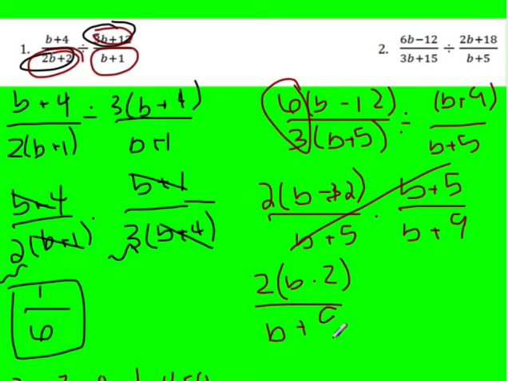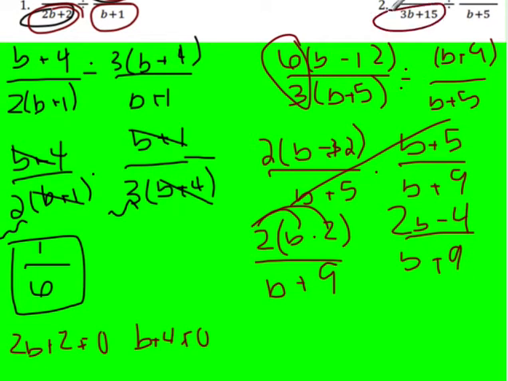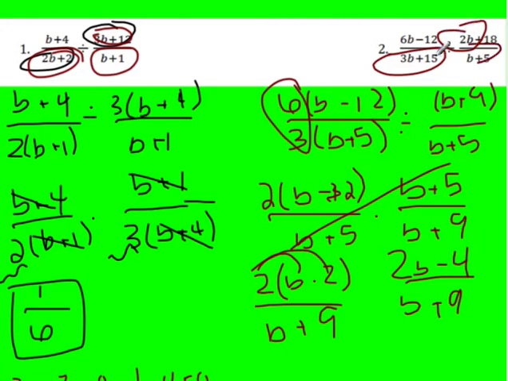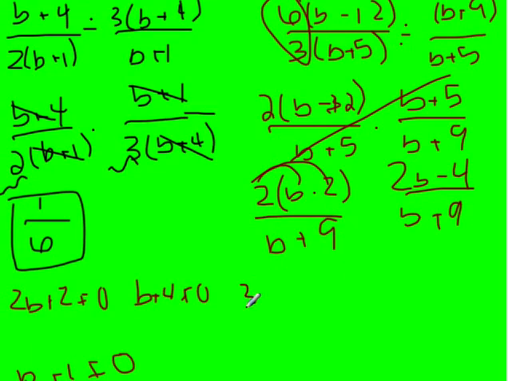So now we need to distribute that in. So then what we're going to get is 2b minus 4 divided by b plus 9. Now let's take a look at our excluded values. So for our excluded values, this cannot be 0, this cannot be 0, and this cannot be 0. So 3b plus 15 cannot equal 0. b plus 5 cannot equal 0. And 2b plus 18 cannot equal 0.